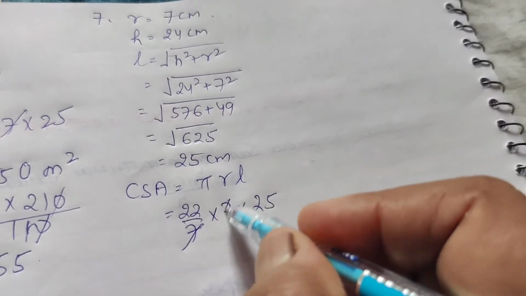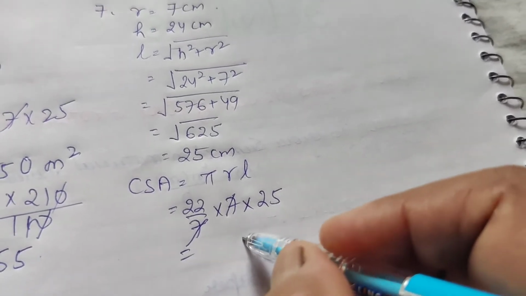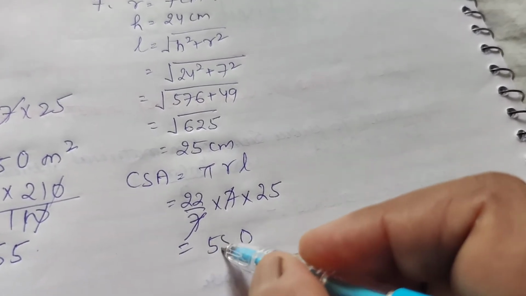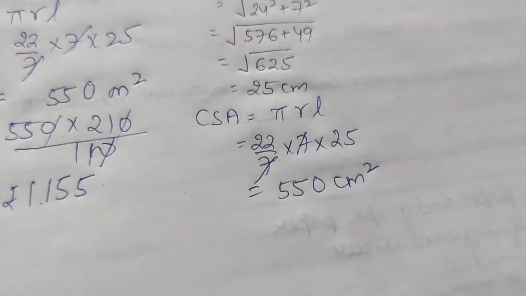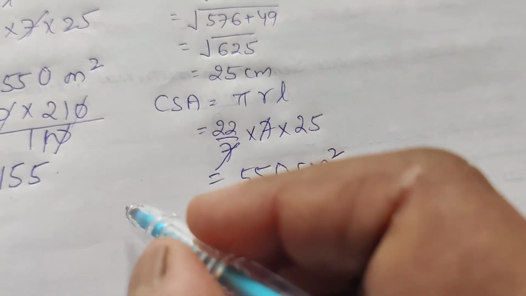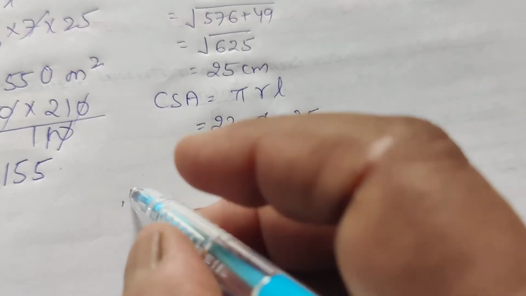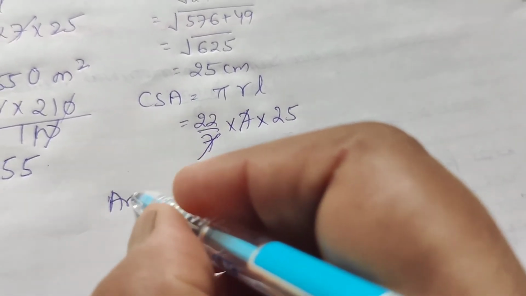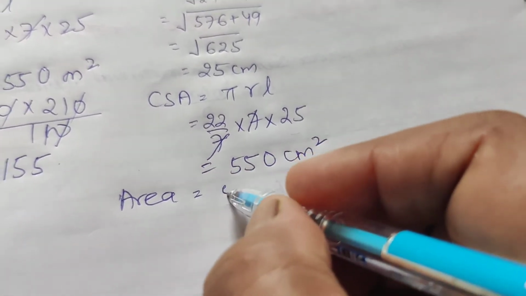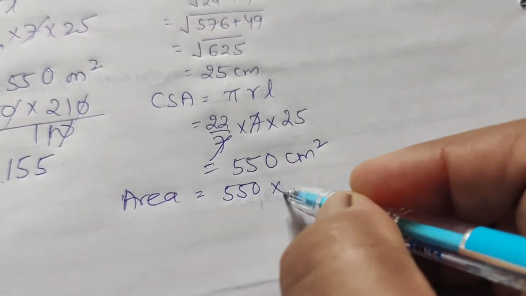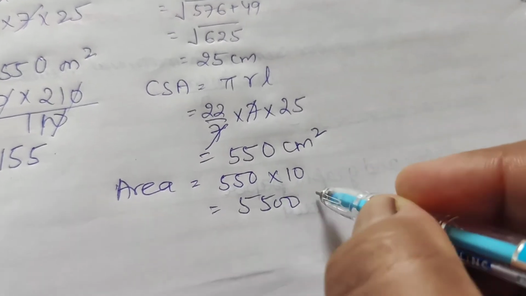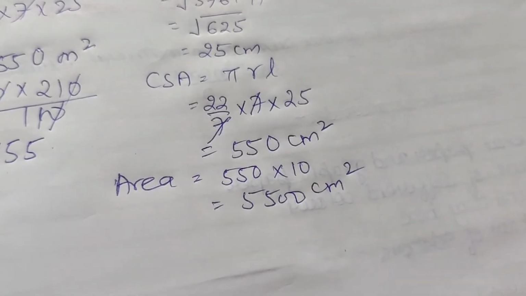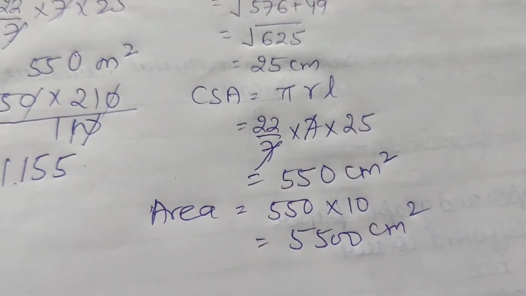Cancel this. 550 per cap. The area required for one cap. And the area of the sheet required for making 10 caps is 550 into 10, 5500. This is the area required for making 10 caps.